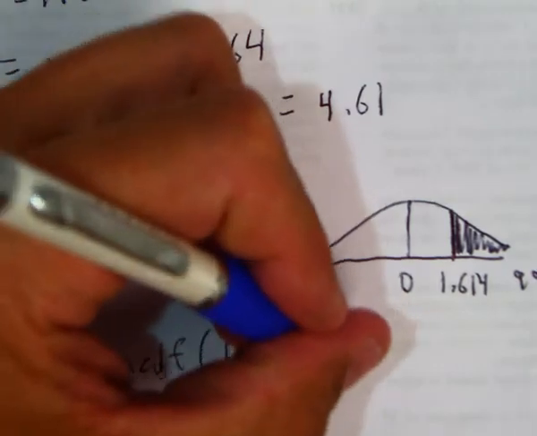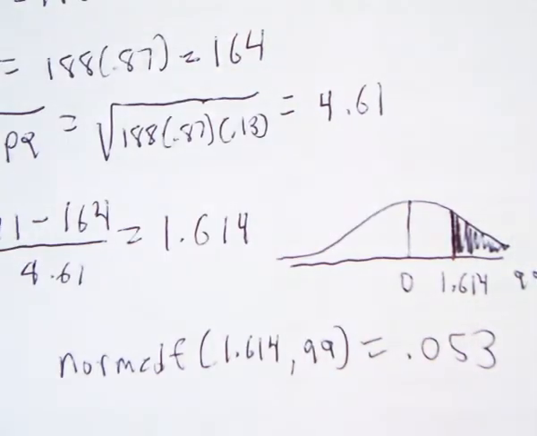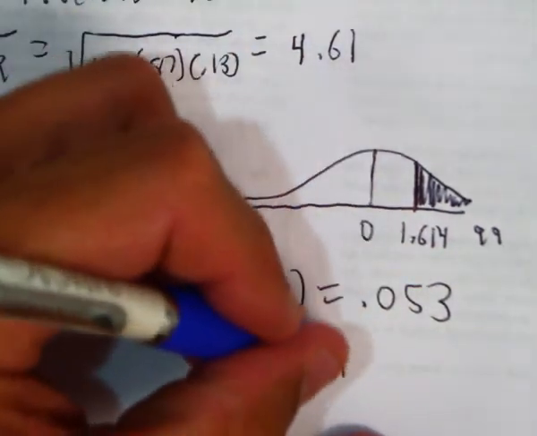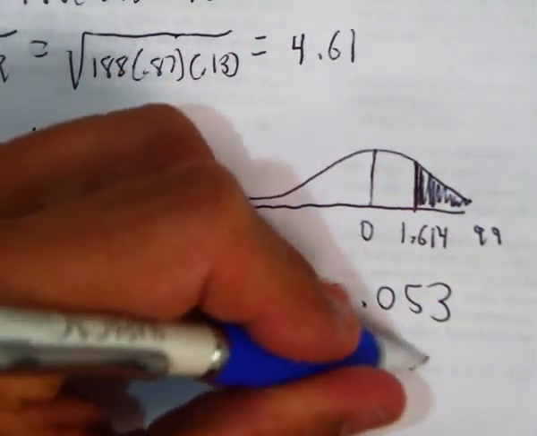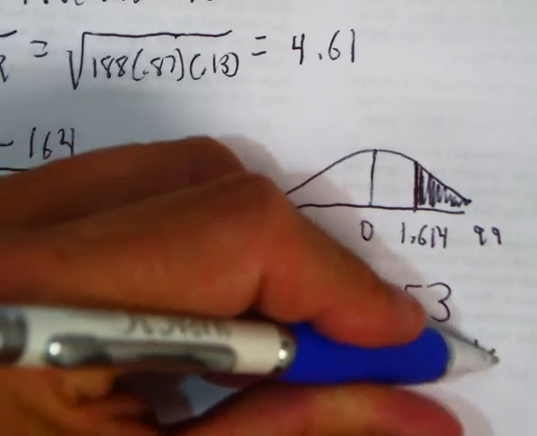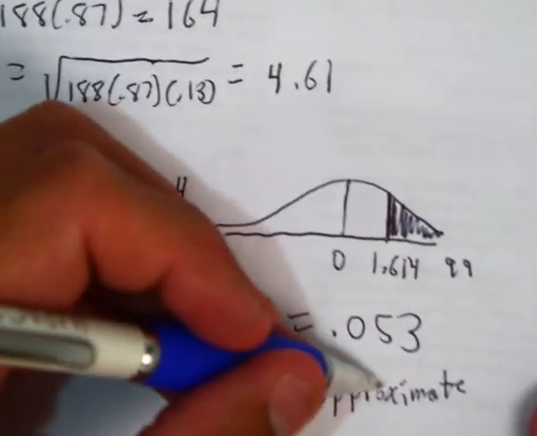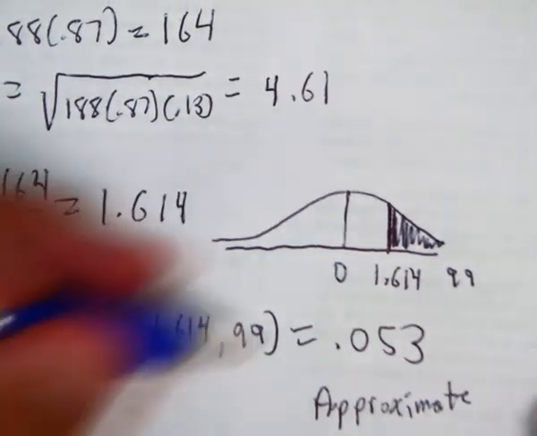So, well, Mr. O'Neill, why is this 0.06 and that's 0.053? Because this is an approximation. It's reasonable, okay, but this is an exact answer. This is an approximation, okay? Both of them are acceptable.